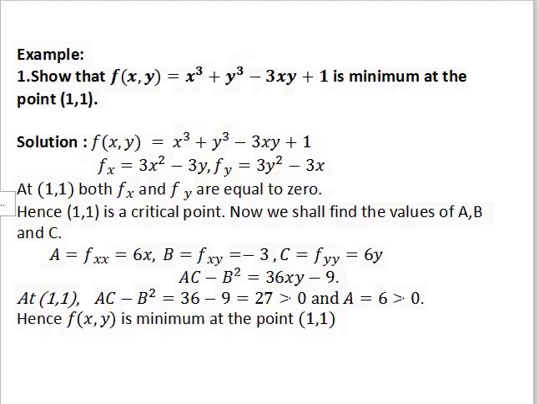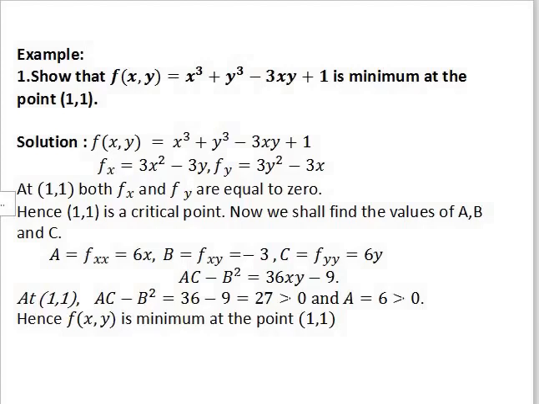So we differentiate the function partially with respect to x. Derivative of x cube is 3x square, y cube is constant so 0, and with respect to x, minus 3y. Next, partially with respect to y, that is fy is equal to x cube is constant 0, y cube gives 3y square, minus 3xy with respect to y is minus 3x. At point 1 comma 1, both fx and fy are equal to 0. Hence 1 comma 1 is a critical point.